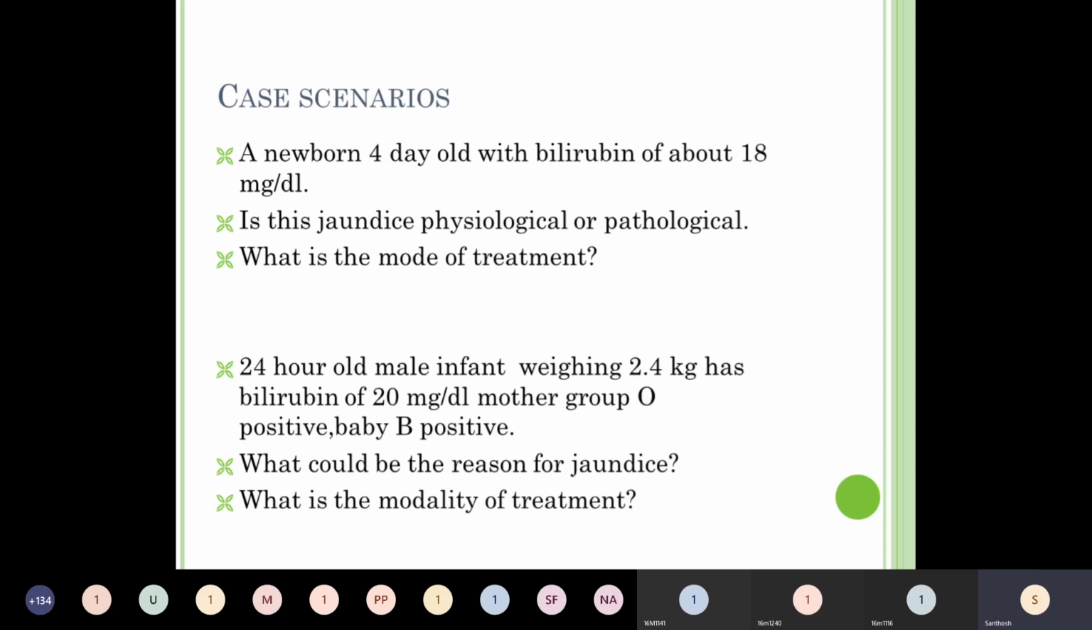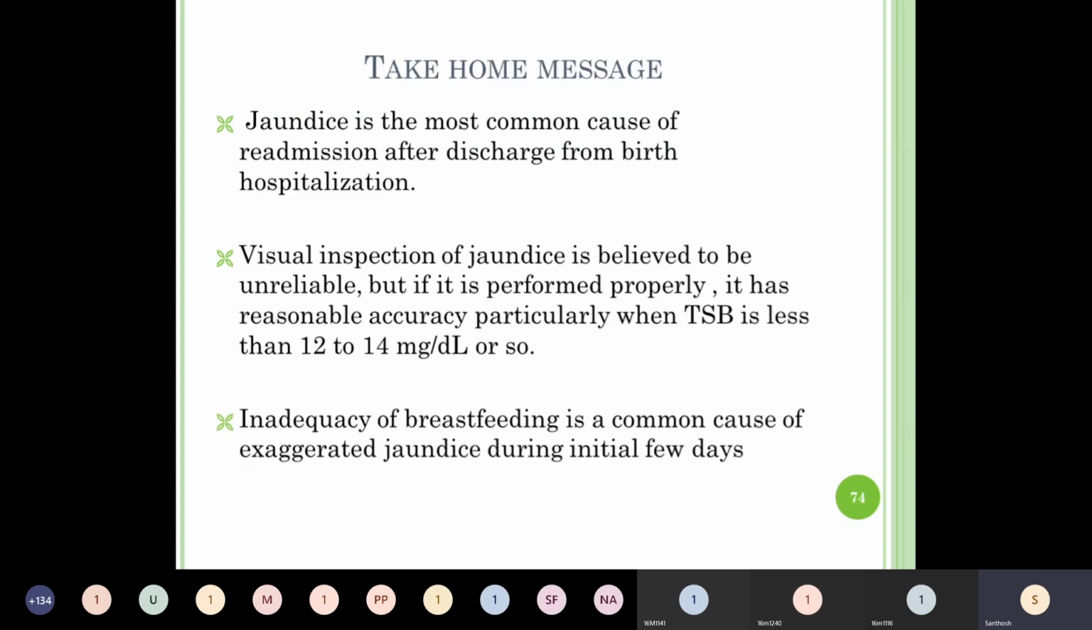So what is the modality of treatment? Start phototherapy and observe the baby. If it is rising, you may have to go for exchange transfusion for this baby. Okay, so what is the take home message?